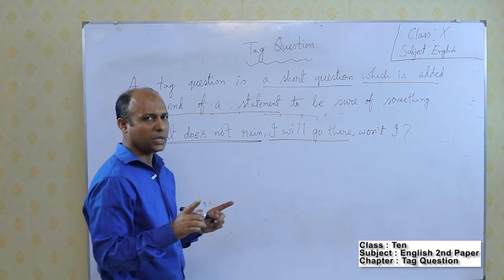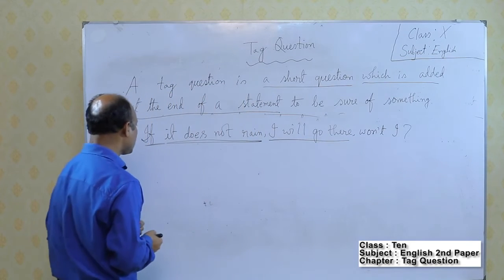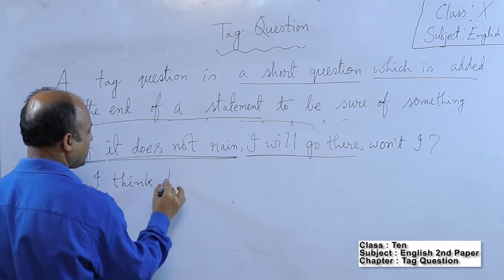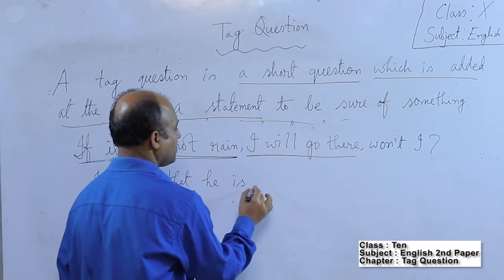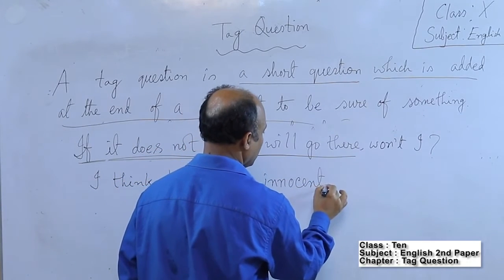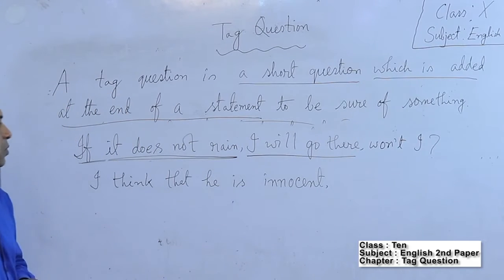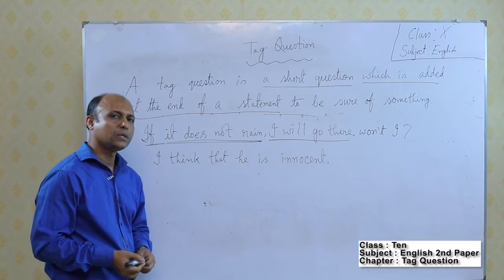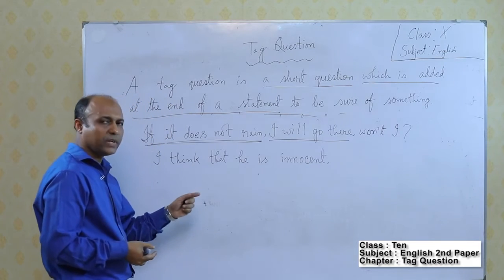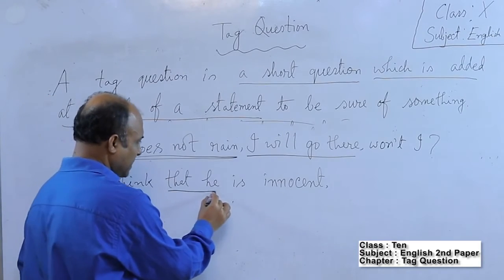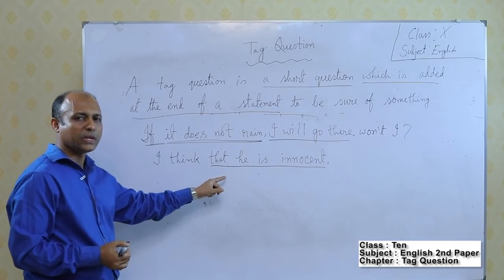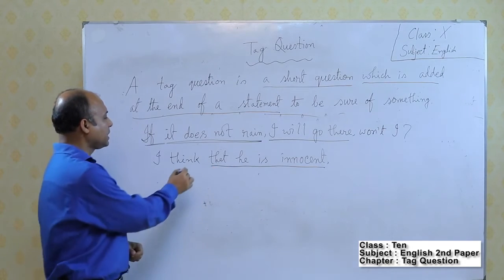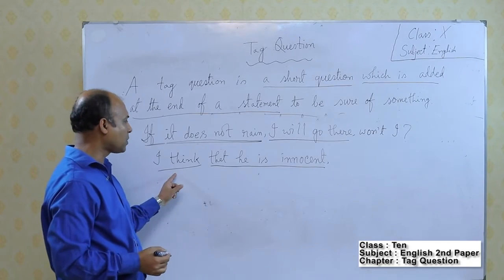Then there are some exceptions here also, you must keep it in mind. Suppose there are some verbs which differ from this. I think that he is innocent. What about this sentence? Here you see which one is the principal clause and which one is the subordinate clause. You can identify it very easily: the part started with the conjunction is the subordinate clause, that he is innocent. It doesn't express a complete sense. So it is a subordinate clause, and I think expresses a complete sense. So it is a principal clause.